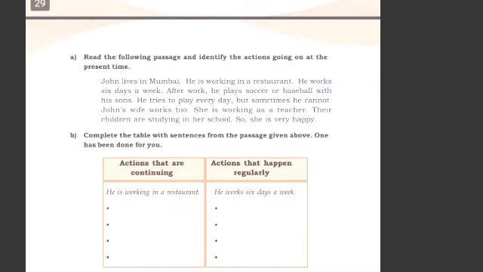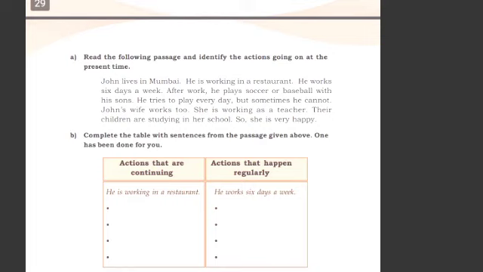Children, can you classify the sentences from the passage as actions that are continuing and actions that happen regularly? Actions that are continuing, we have already identified now. That is continuous action. Subject plus is or am or are plus verb plus ing. He is working in a restaurant. She is working as a teacher. Their children are studying in her school.